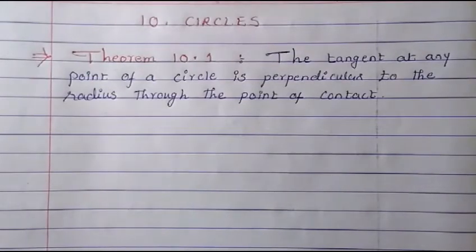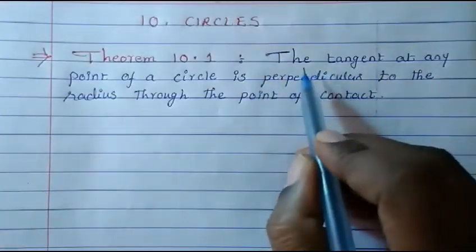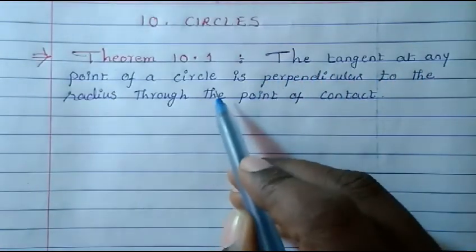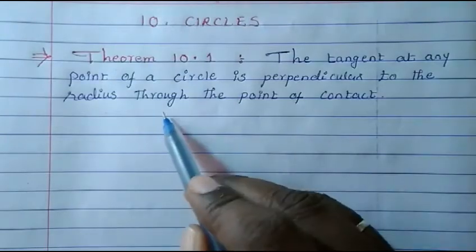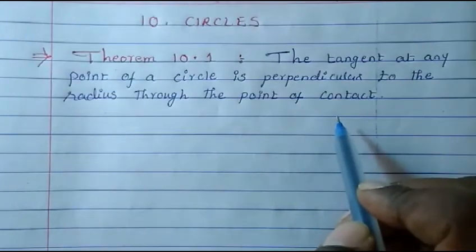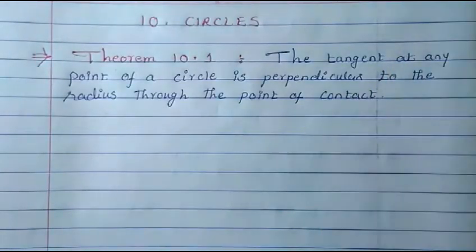Today we are going to study chapter 10, Circles, Theorem 10.1. The theorem says the tangent at any point of a circle is perpendicular to the radius through the point of contact. So let's see. First of all, try to understand.